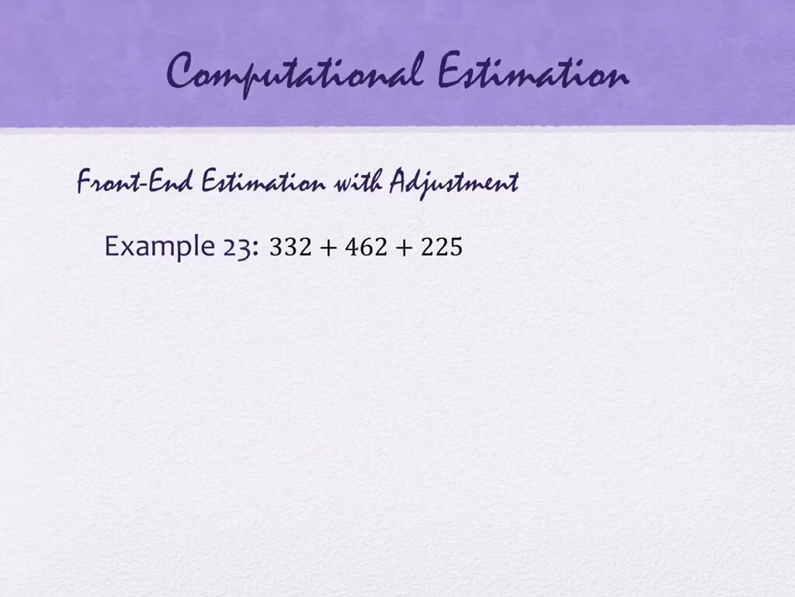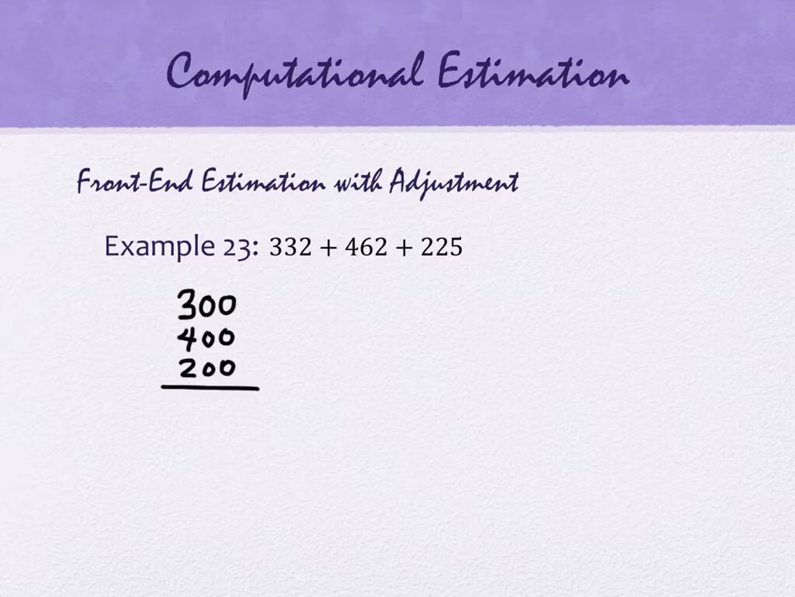So what we're going to do is we're going to write down our facts in a vertical format, just like we have been doing. But what we're going to do is we're only going to write the first digit. Everything else becomes zeros. Okay, so that's the front-end estimation part. You use the front or first digit, and everything else is zeros. So 332 becomes 300, 462 becomes 400, 225 becomes 200.